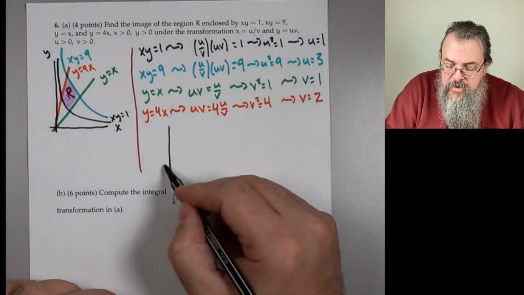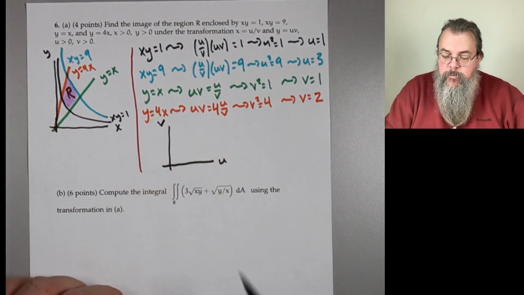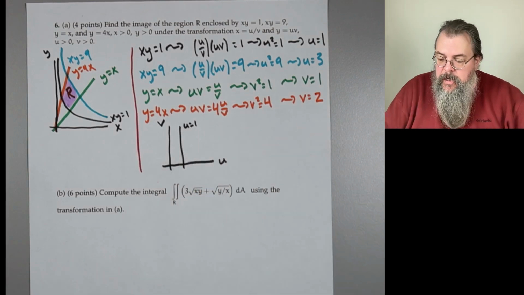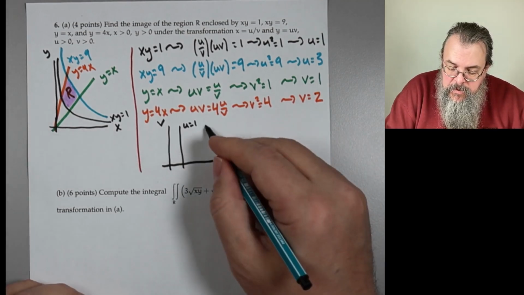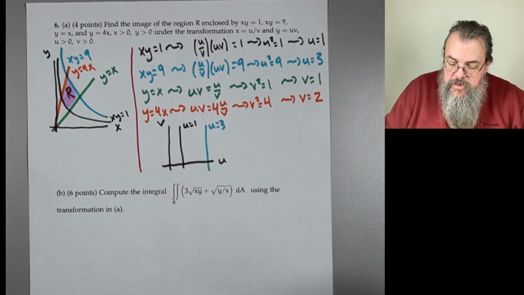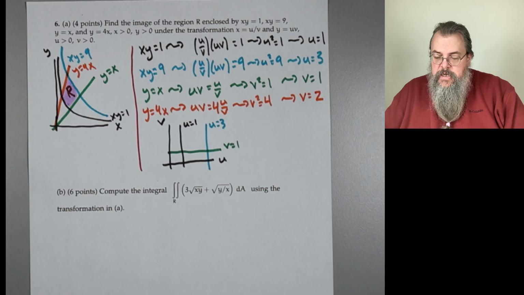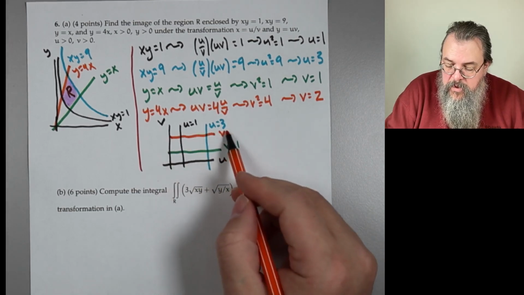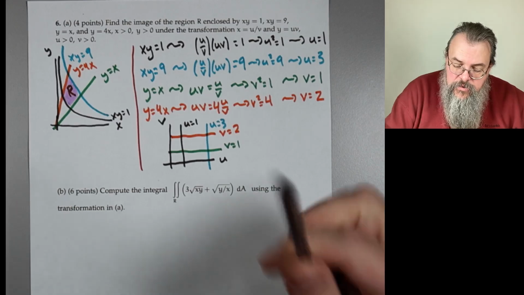Well, in terms of u and v, so if we were in the u-v plane, we have u equals 1, and then we have u equals 3, and then we have v equals 1, and then we get v equals 2. And so there we go. There is our new region.